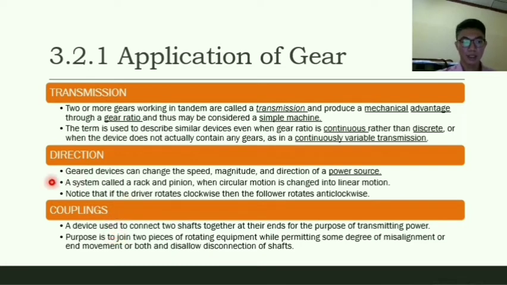The third one, couplings. A coupling is a device used to connect two shafts together at their ends for the purpose of transmitting power. The purpose also is to join two pieces of rotating equipment while permitting some degree of misalignment or end movement or both, and to disallow disconnection of shafts.